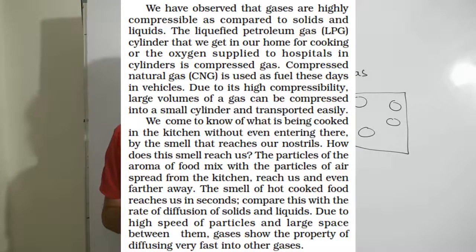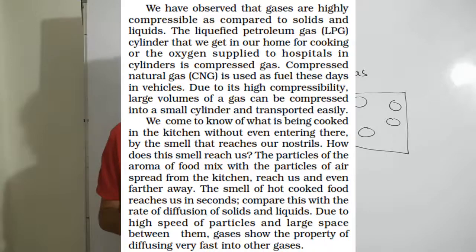The liquid petroleum gas, that is the LPG cylinder that we get in our home for cooking, or the oxygen supplied to hospitals in cylinders, is compressed gas. Compressed natural gas, CNG, is used as a fuel these days in vehicles. Due to its high compressibility, large volumes of a gas can be compressed into a small cylinder and transported easily.